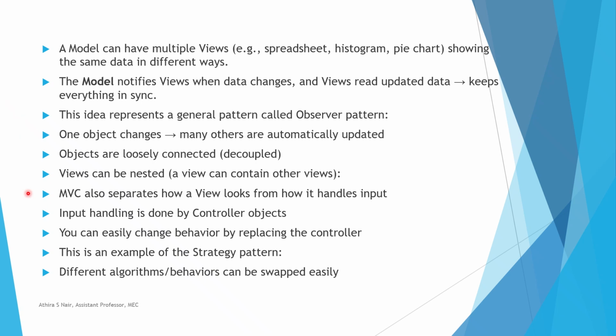MVC also lets you change the way a view responds to user input without changing its visual representation. MVC encapsulates the response mechanism in a controller object. There is a class hierarchy of controllers, and it makes it easy to create a new controller as a variation on an existing one. A view uses an instance of a controller subclass to implement a particular response strategy. The view controller relationship is an example of the strategy pattern, and different algorithms or behaviors can be swapped easily.